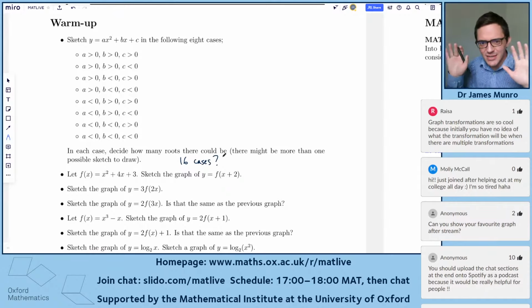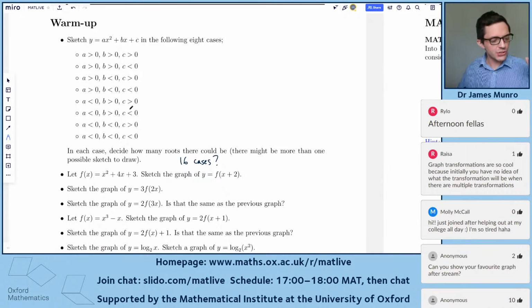So this is a completely evil warm-up question where it's just me. It's like if I made you do a lot of press-ups or something. It's just completely evil. Sketch me all of the possible quadratic pictures that you could draw, all of the possible ones, right? Good times.